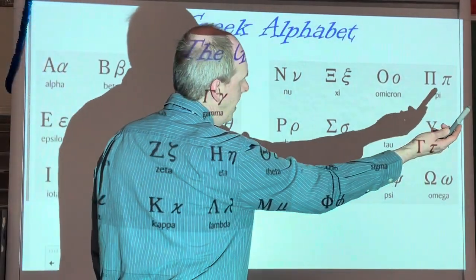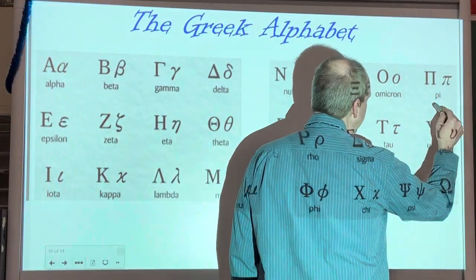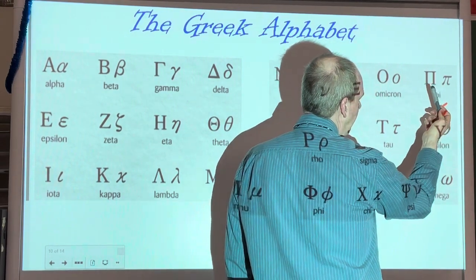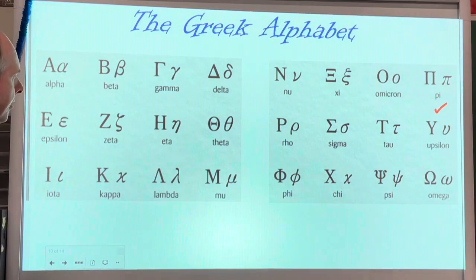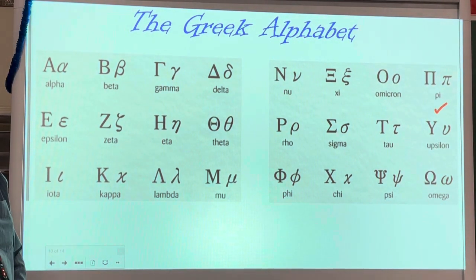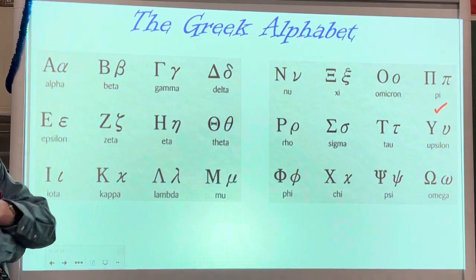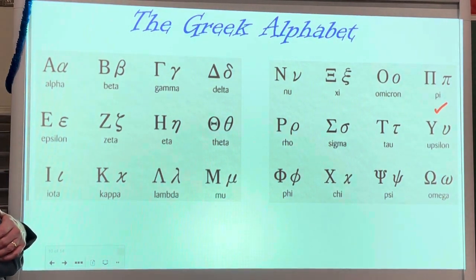For instance, hey, here's pi. We know that one. Right? Well, there's a capital pi and a lowercase pi. The Greek alphabet has uppercase and lowercase also. Are there any other Greek letters up here that you recognize, that we've used perhaps, or you've heard in a science class maybe?